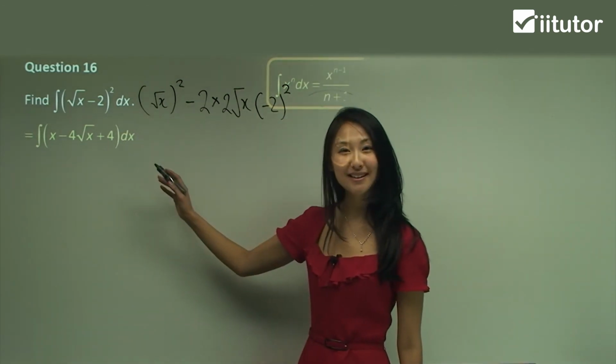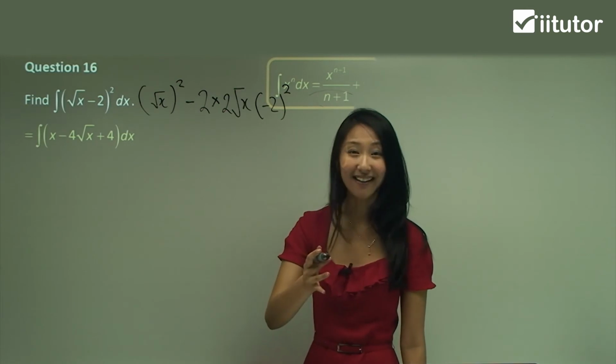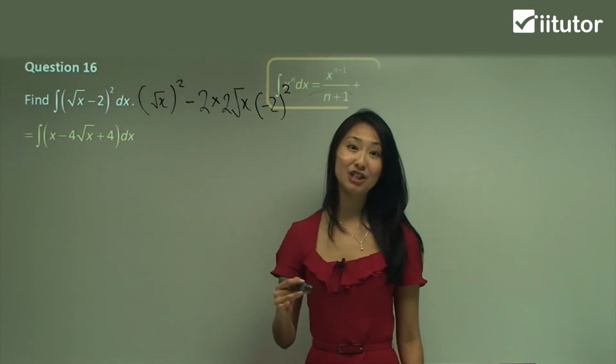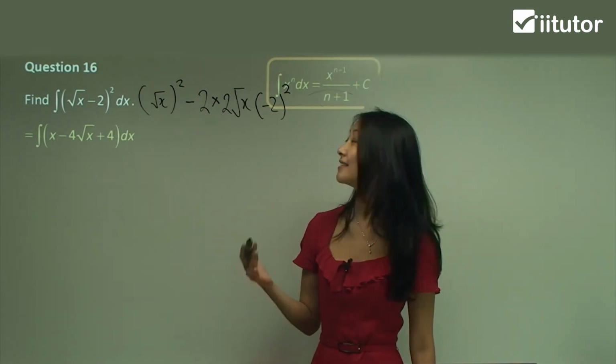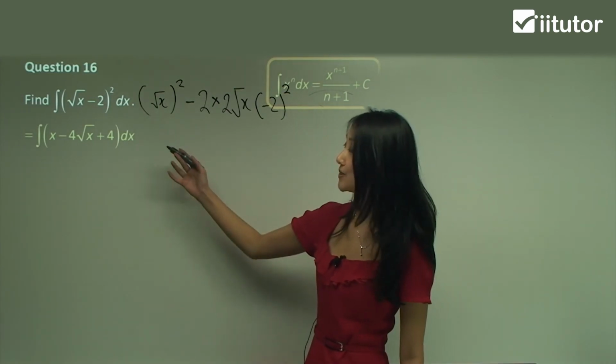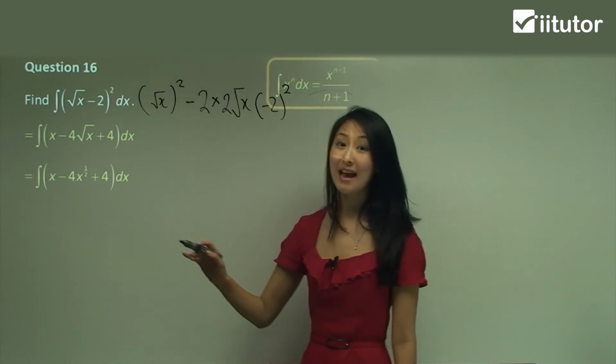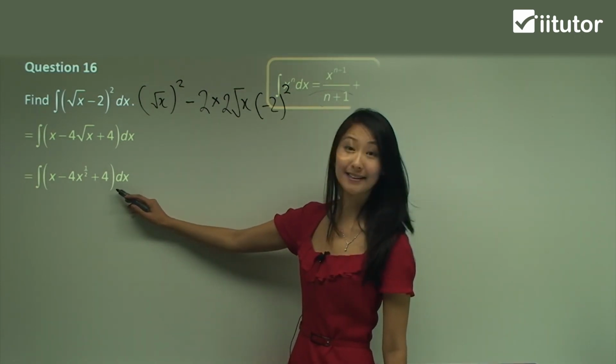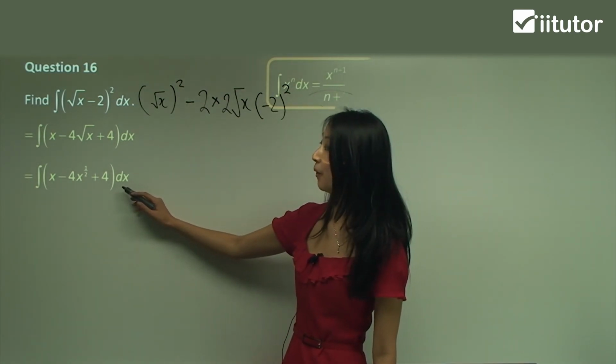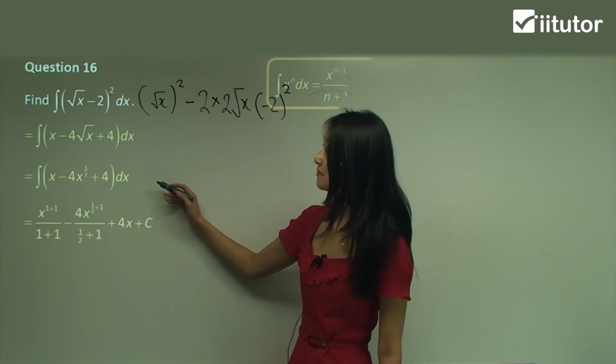Okay? And once we get to this step, what do we need to do? Exactly, the surd here needs to be changed into index form. So that's exactly what we've done. We've changed a square root x into x to the power of half. So now we have x minus 4x to the power of half plus 4. And we can integrate this quite simply.